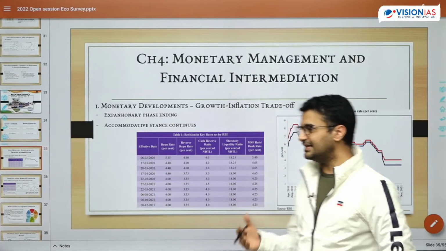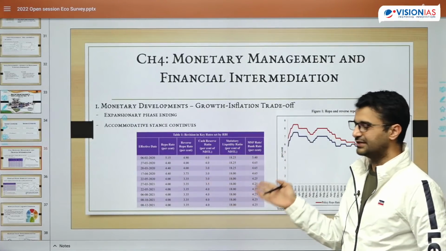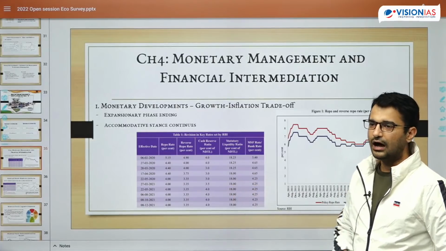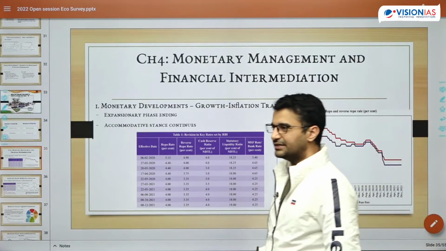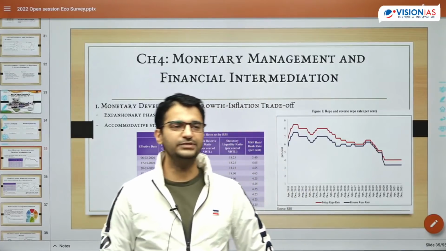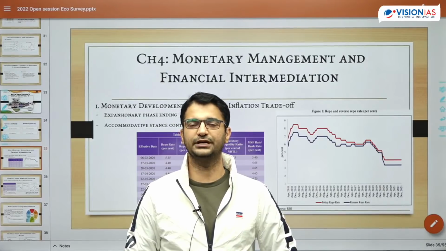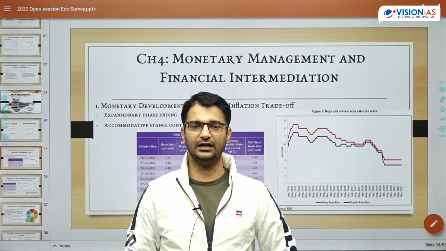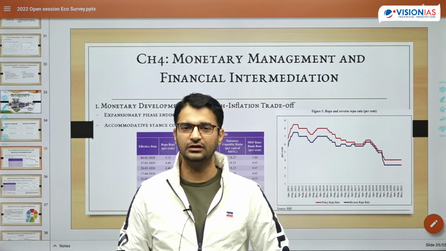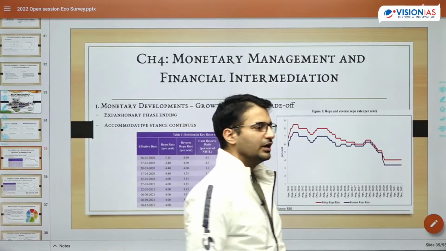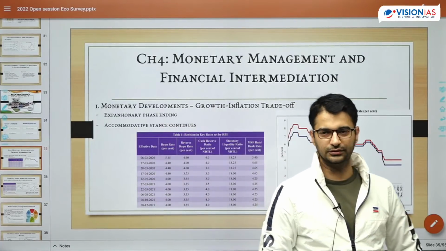RBI sets these interest rates. यहाँ पे जितने भी interest rate दिख रहे हैं हमको, RBI sets these interest rates in accordance with various objectives that it would want to achieve. Broadly, RBI tries to achieve two objectives through its monetary policy conduct, that is the objective of inflation being in the tolerance range and to facilitate growth.